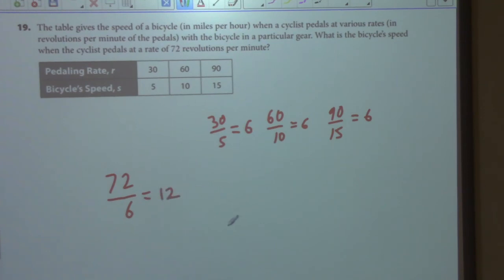So this is what kind of variation? Direct variation. And 12 what? What is the bicycle speed when the cyclist pedals in a race? So 12 what? Miles per minute? How about this? An hour? Miles per hour. They give you the units right here. See that? Okay.